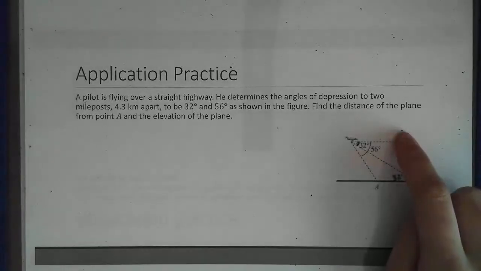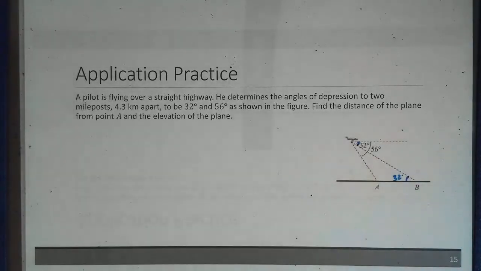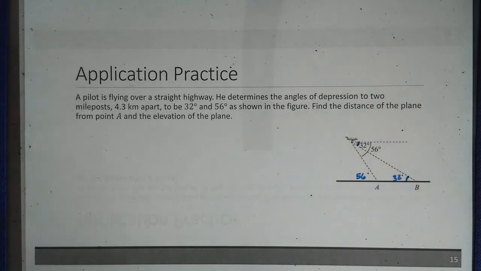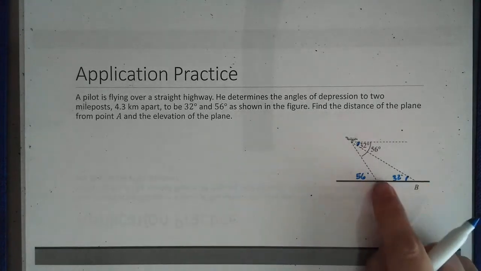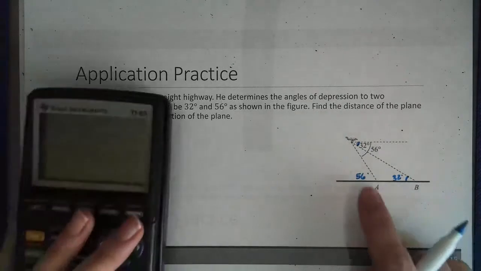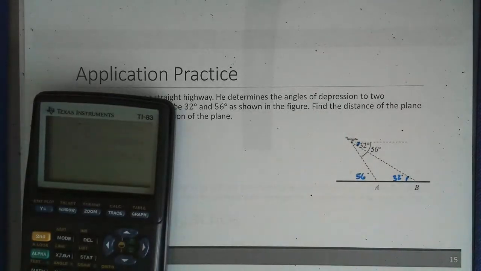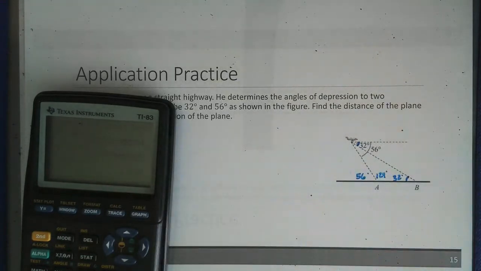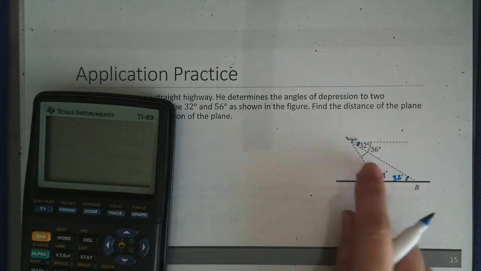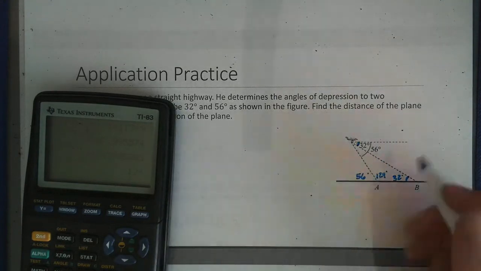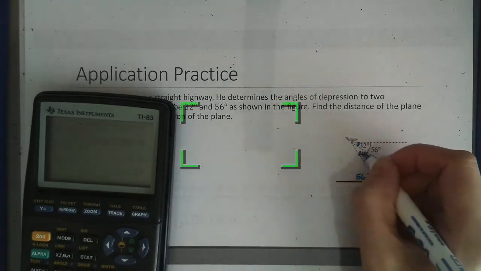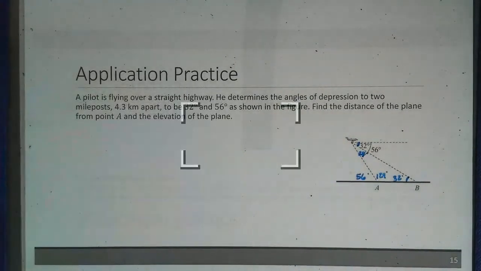The angle from horizontal down to angle A is 56 degrees. So that means this is 56 degrees. But if I know this is 56 degrees, I can find angle A, the inside one over here, because that's a straight line. If I take 180 minus the 56 degrees I already know, then this angle is 124 degrees. While I'm at it, why don't I find this angle here from B to A? The whole thing is 56. This little one is 32. 56 minus 32 tells me this angle is 24 degrees. Let's just find all the angles.